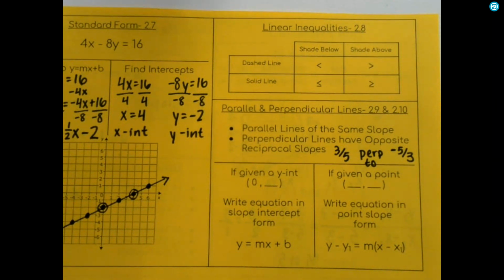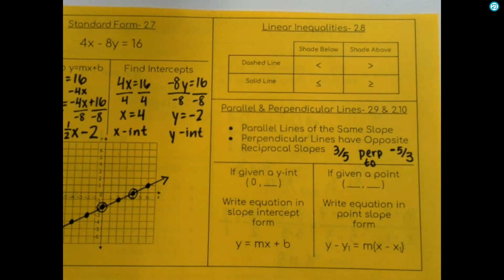Okay, if you are given a y-intercept, you are going to write your equation in slope-intercept form. That's what we did in 2.9. If you are given an ordered pair with 2 numbers where the x value is not 0, then you're going to write your equation in point-slope form, and I gave you your equation there. Don't forget the minuses in your equation.